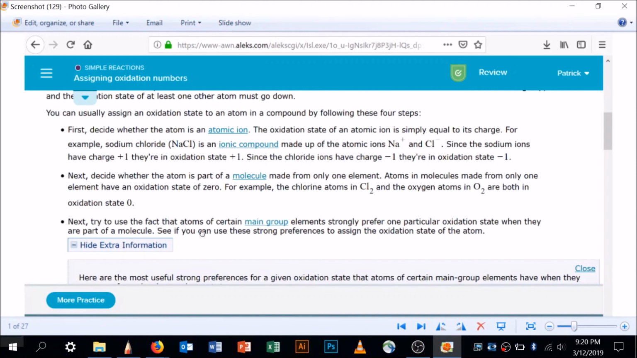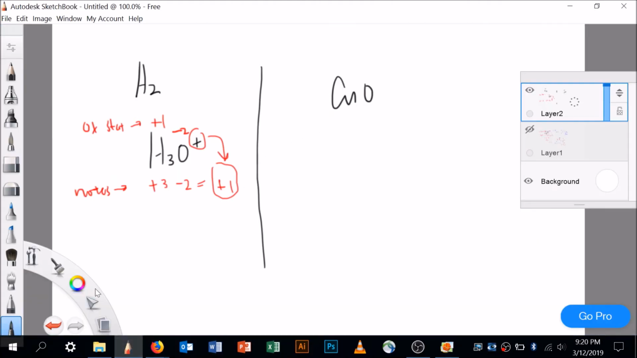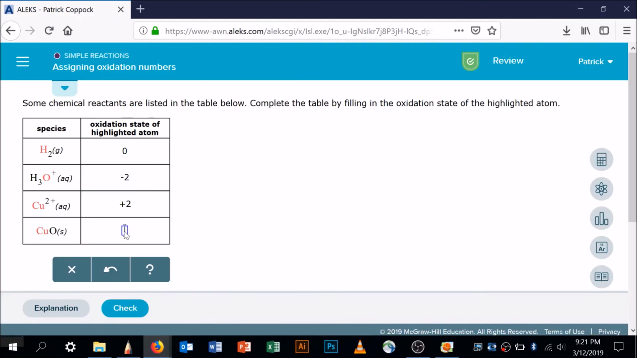Next, try to use the fact that the atoms of certain main group elements strongly prefer one oxidation state. All right, that's good enough. So let's go here and say, well, oxygen prefers a -2. And if it's -2, and there's only one of them, whatever copper is going to be combined with that gives the charge of this molecule, which is 0. It's not really a molecule, it's a formula unit, but, right? So this I can see must be a +2. All right? So let's go over here and get a +2. Copper oxide must also be +2 because it's with an oxygen, which is -2.